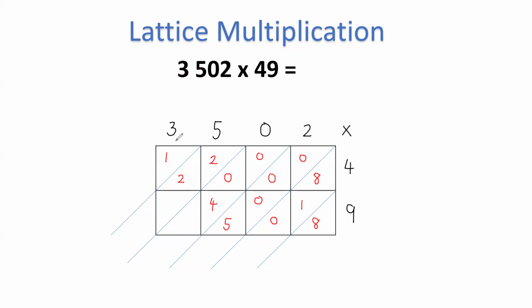And the last step, 3 multiplied by 9 is going in this last empty block. The answer is 27, so it would be 2 followed by 7. So notice my question is in black, my working out is in red, and then I'm going to move over towards my final answer, which will be in blue.